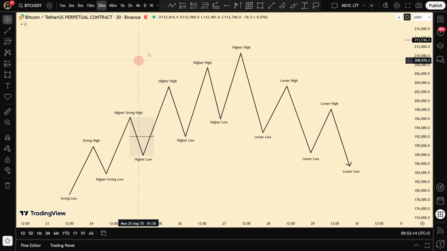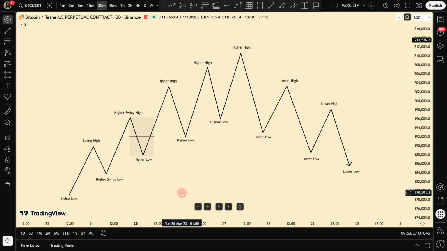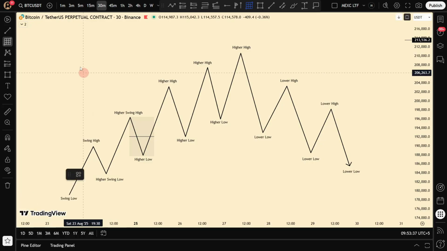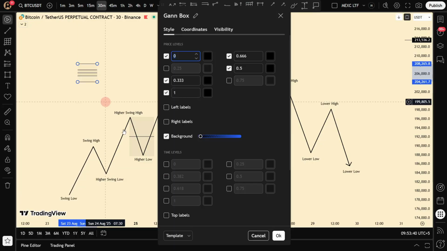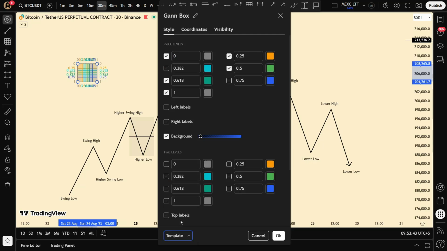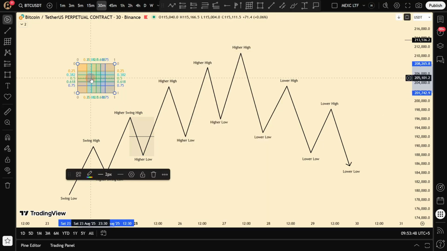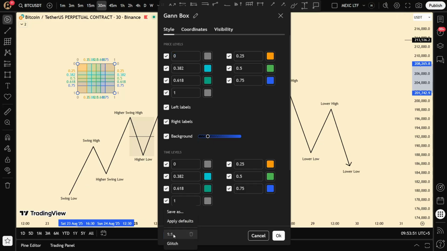You might have seen people draw Fibonacci, right? But I don't use Fibonaccis in this way. I use the zones because I will tell you in a moment. But these are your zones. And I use the Gann box, which you can find over in the Fibonacci section, and it looks like this. So if I draw this, and if I go to apply defaults, you will see something like this. But I use this.